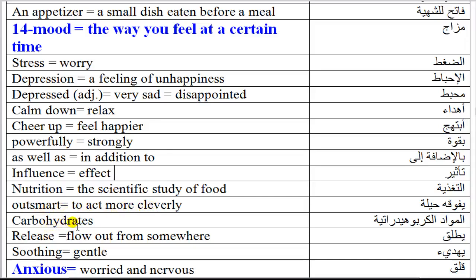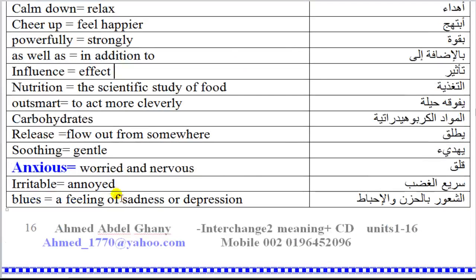Carbohydrates. Release. Flow out from somewhere. Soothing, gentle. Anxious, worried and nervous. Irritable, annoyed. Blues, a feeling of sadness or depression. Depression, pa sound.